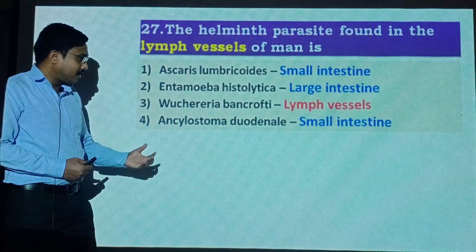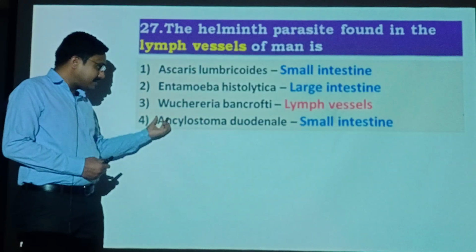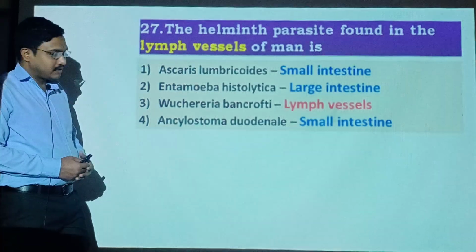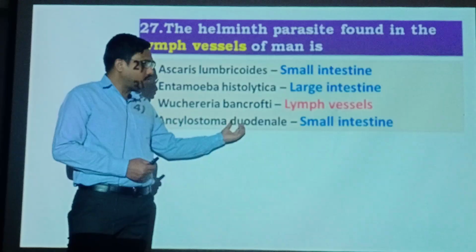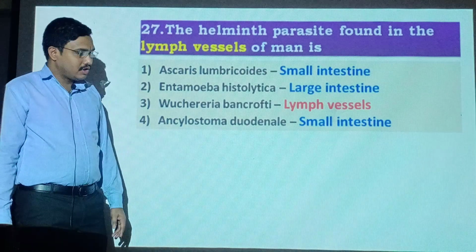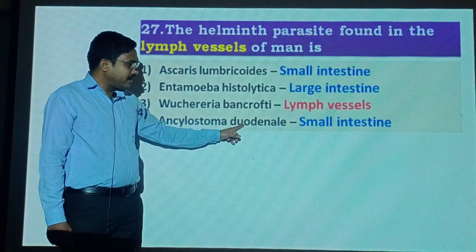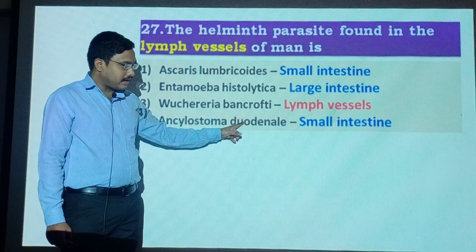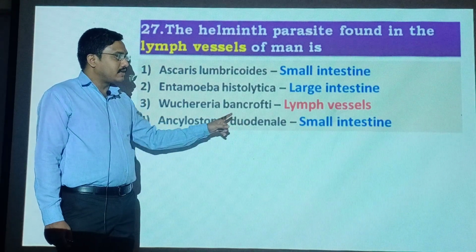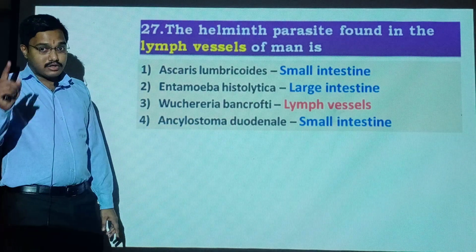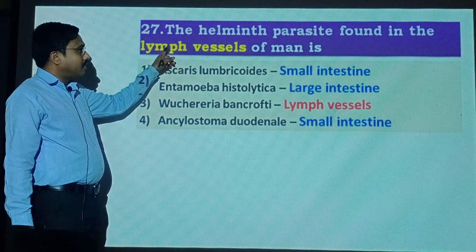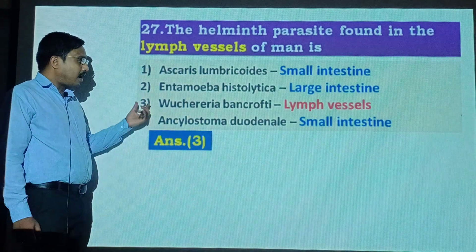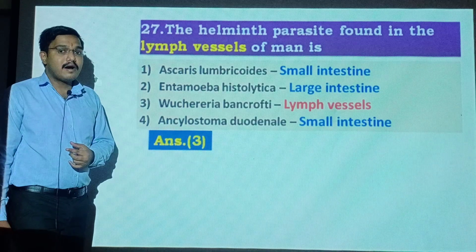Now, fourth option you see, Ancylostoma duodenale. With this you can guess it. Duodenal, duodenum. Duodenum is the part of small intestine. This lives in small intestine. But the question is asked about lymph vessels. Therefore, right answer is option 3, Wuchereria bancrofti.